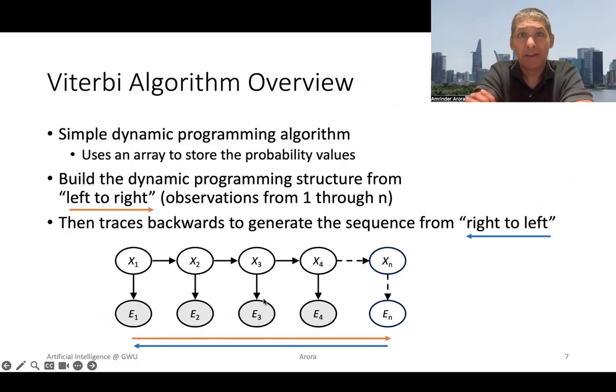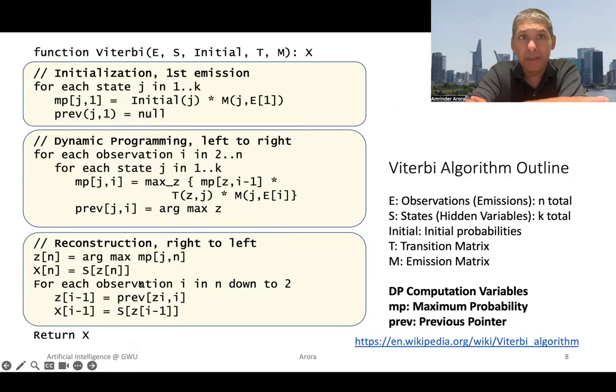Okay. So let's walk through the algorithm itself. It's a simple dynamic programming algorithm. It uses an array to store the probability values. We'll take a look at that in a moment. It simply builds it from left to right, observations going from 1 through n, and then it traces backwards to generate the sequence from right to left. So this is the algorithm in its entirety. We can break it down into 3 phases.